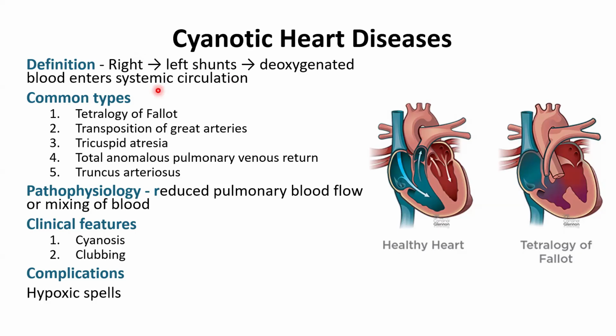The types that I will ask you in an exam setting, I will expect you to give me the five T's, as you can see there. So the five common types. One of them is tetralogy of Fallot. The other one is transposition of the great vessels, the great arteries. The other one is tricuspid atresia. The other one is total anomalous pulmonary venous return, and truncus arteriosus. So that is what I will ask you in an exam setting. I won't go deeper into how this is different from this, but I'll be expecting you to give me examples of cyanotic heart diseases.